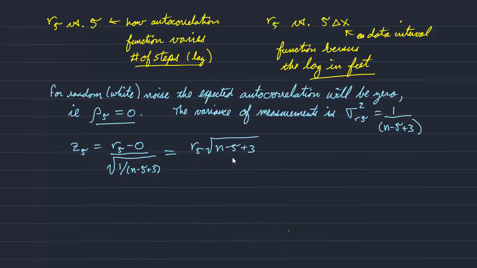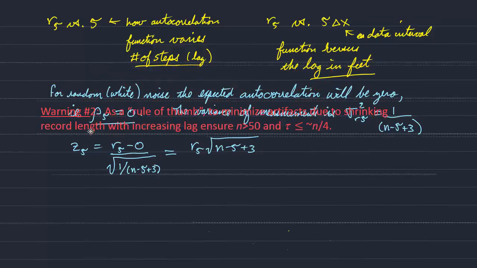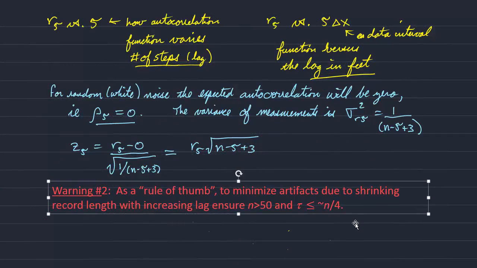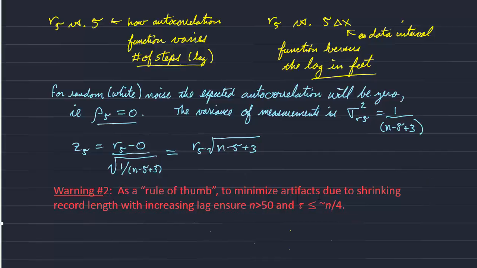So remember, as tau increases, our record length is decreasing, and that will tend to give rise to greater variances in the measured values of autocorrelation. So there'll be an artificial increase in r tau if tau gets appreciably large. So I have to present our second warning, and that is to minimize this artifact associated with the shrinking of the record length with increasing tau.